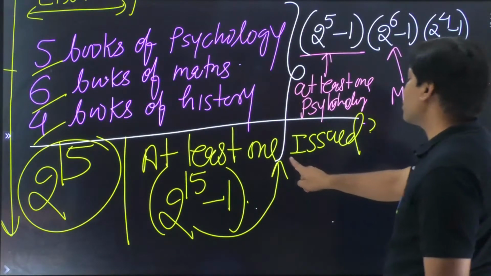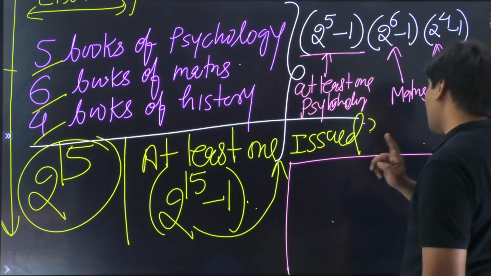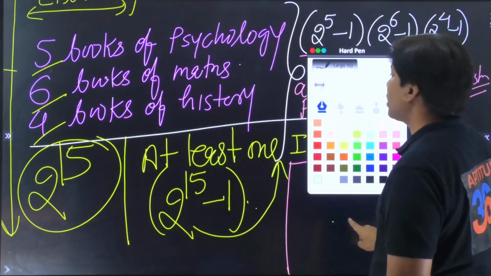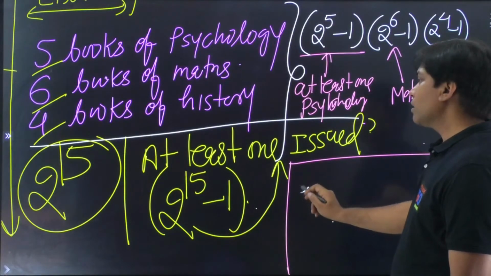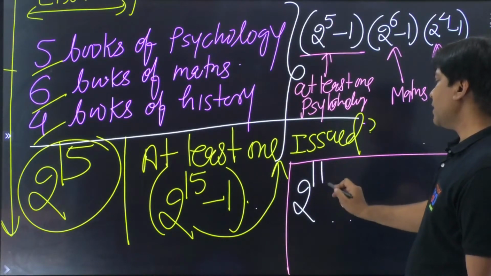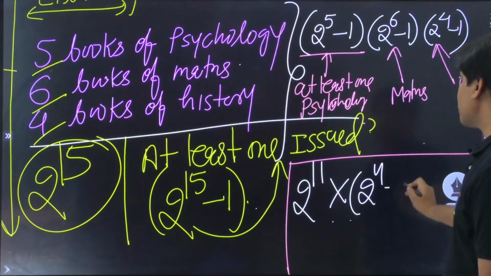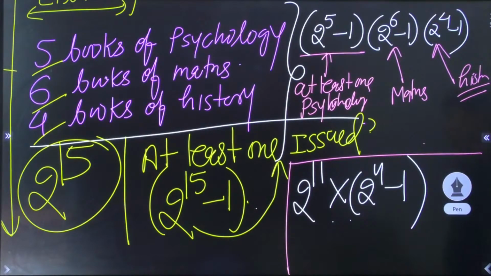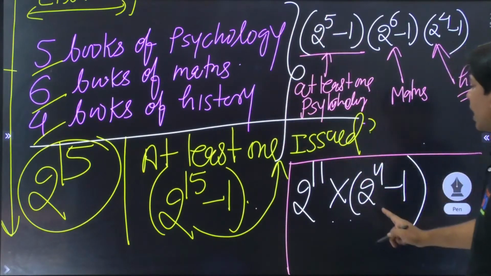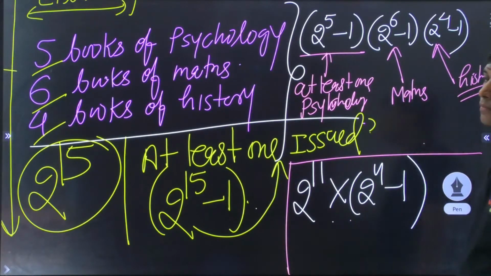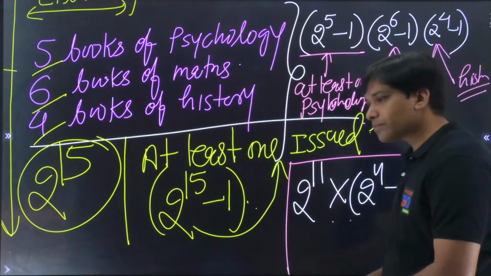Now I have got this problem. Listen to my problem. You have to tell me what would have been the problem out here. 2 raised to 11 into 2 raised to 4 minus 1. What would have been the problem, people? In the similar case, what would have been the problem had it been the answer? क्या बनेगा? What is the answer?